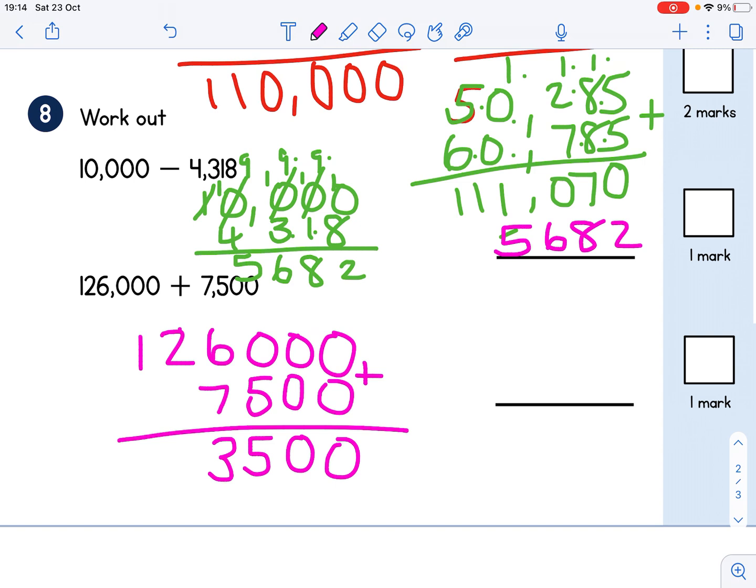6 plus 7 is 13. So put a 3 down, carry the 1. 1 plus 2 is 3. And then 1 plus 0 is 1. So my answer is 133,500.